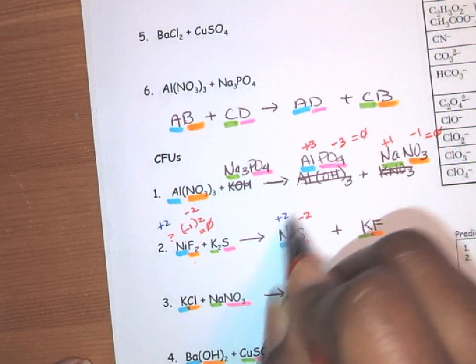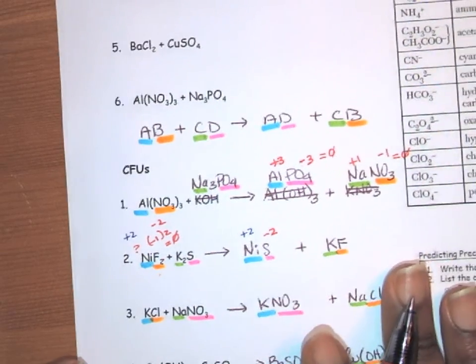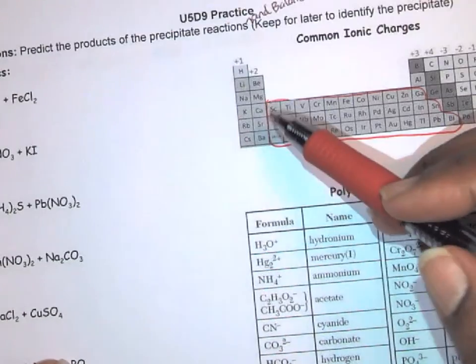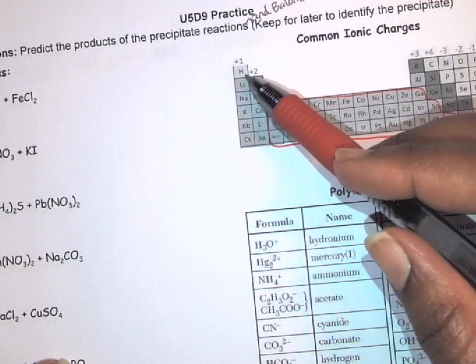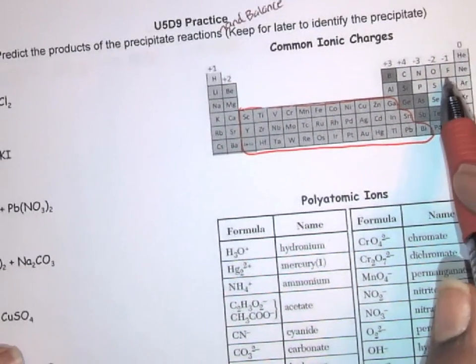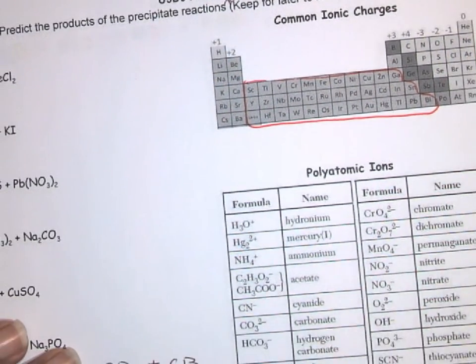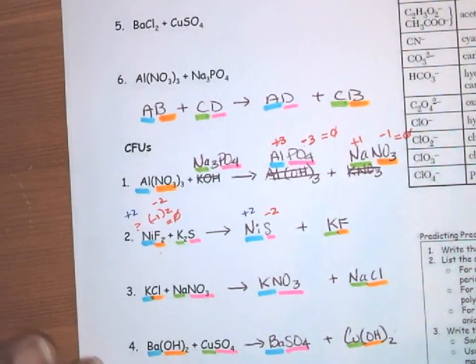So this overall charge is 0 now. So that's the formula is good. And then for potassium, it's in group 1. And fluorine is in group 17, so it's a -1. So we've got a +1 charge and a -1 charge. This one is good too.